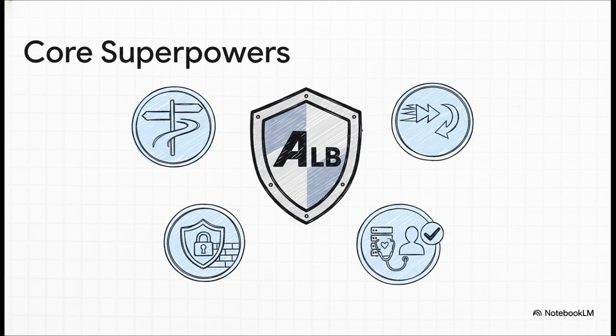And its superpowers don't stop there. Beyond that smart routing, it natively supports modern protocols like HTTP/2 and WebSockets, which is huge. It bolts right into the AWS firewall for better security, and get this, it can even handle user authentication before a request ever hits your server. Plus, it performs these really deep health checks to make sure your app is actually working, not just switched on.